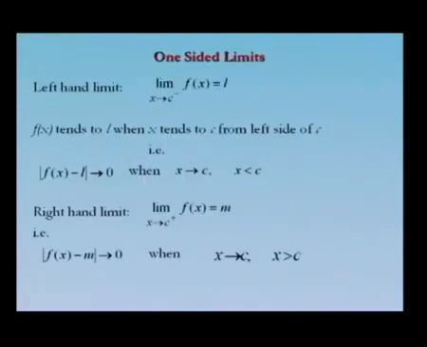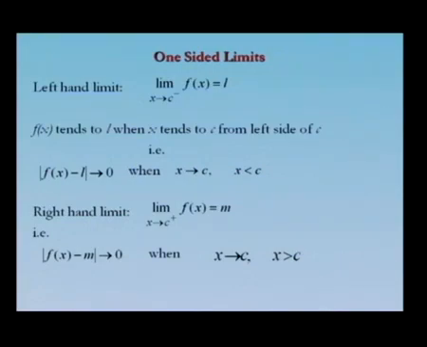So we have seen that when x reaches c from the left hand side and from the right hand side, if the function has different limits, then we cannot determine the limit, or we say the limit does not exist. But we can now talk about one-sided limits.